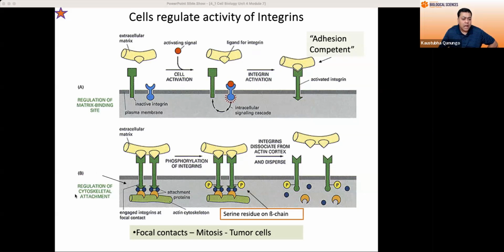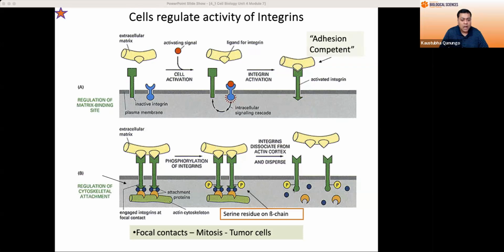On the other hand, there is the regulation of cytoskeletal filaments, how they can be attached or detached. Right here, you are seeing the extracellular matrix binding competent integrin, and now you have the actin cytoskeleton and these attachment proteins right here. This is essentially a focal contact. Suppose it's a white blood cell. Now what happens if there is a phosphorylation of the integrin right here? Phosphorylation of the integrin happens.